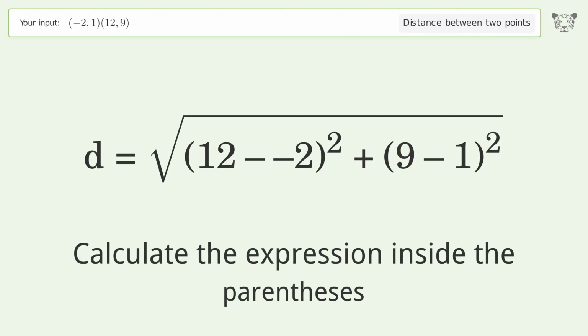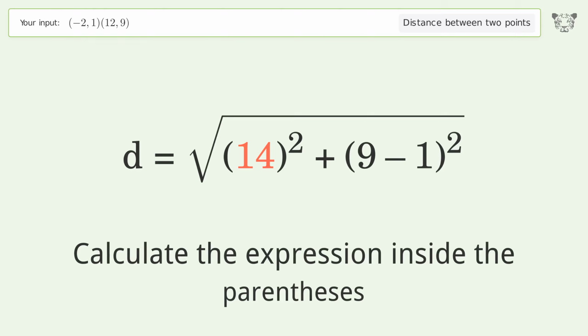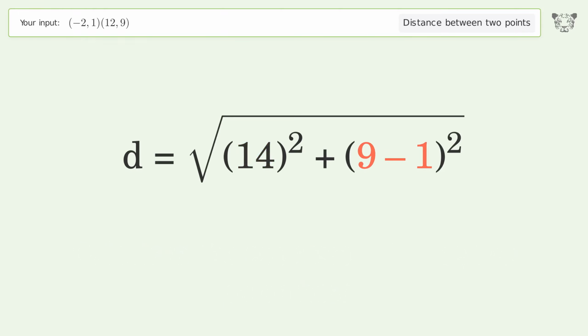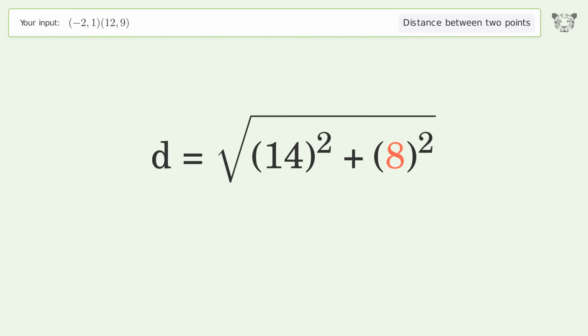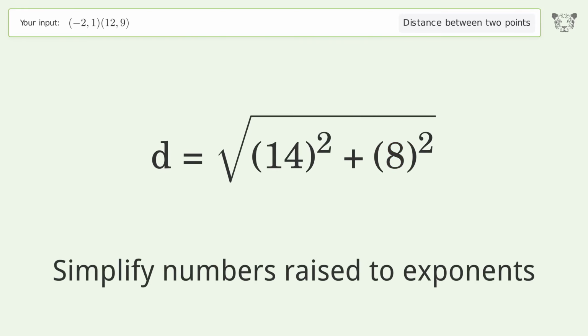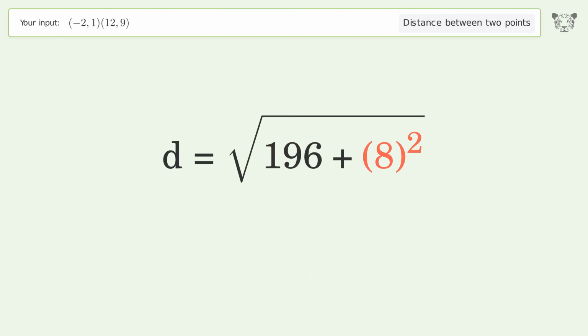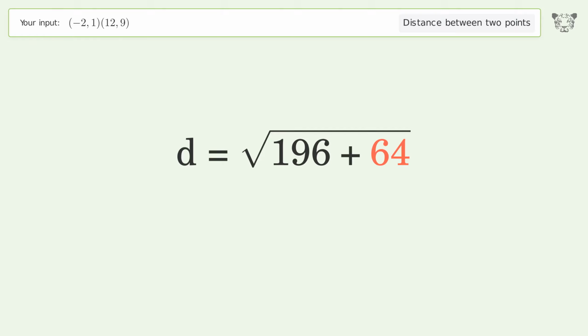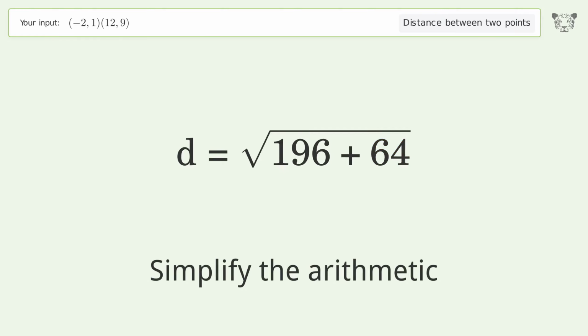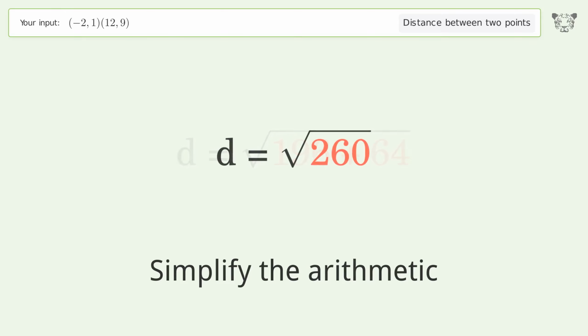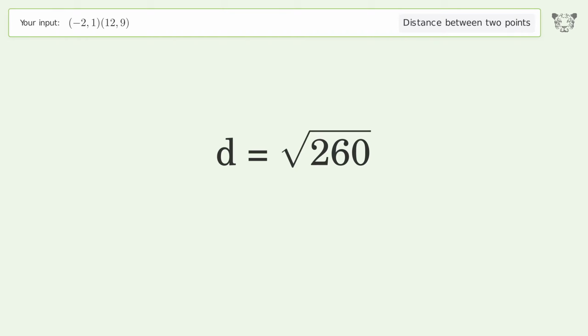Calculate the expression inside the parentheses. Simplify numbers raised to exponents. Simplify the arithmetic. And so the distance between the 2 points is the square root of 260, or 16.125.